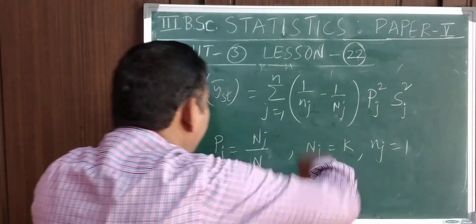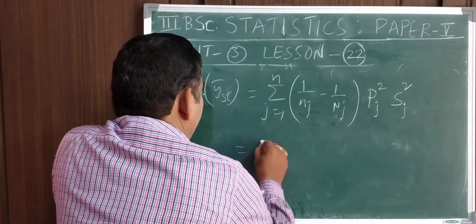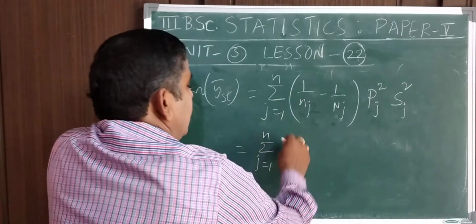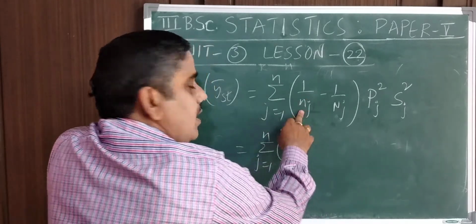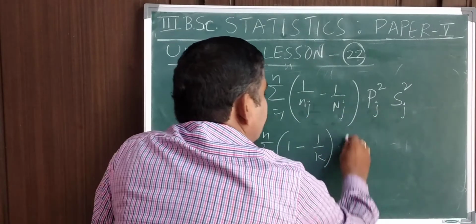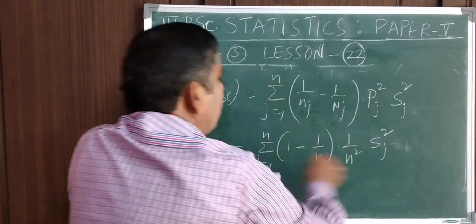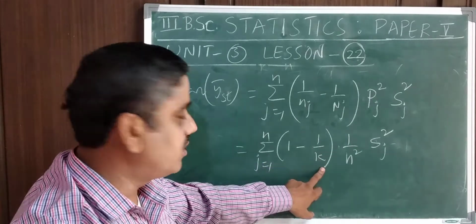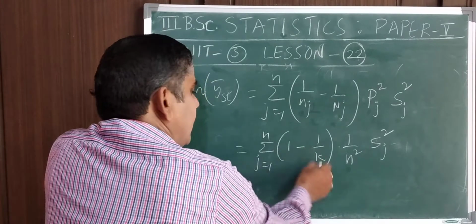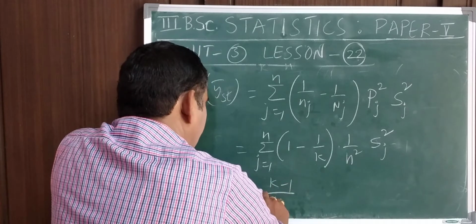You substitute the values here, so that you get the formula where the variance of y bar st is equivalent to the summation j equal to 1 to n of (1 by small nj, that is 1, minus 1 by capital Nj, that is k), multiplied by Pj squared, that is (1 by n) whole squared, 1 by n squared, Sj squared. These are all constants: 1 minus 1 by k and 1 by n squared I am taking outside. It is equivalent to, by taking LCM, (k minus 1) by k multiplied by n squared.